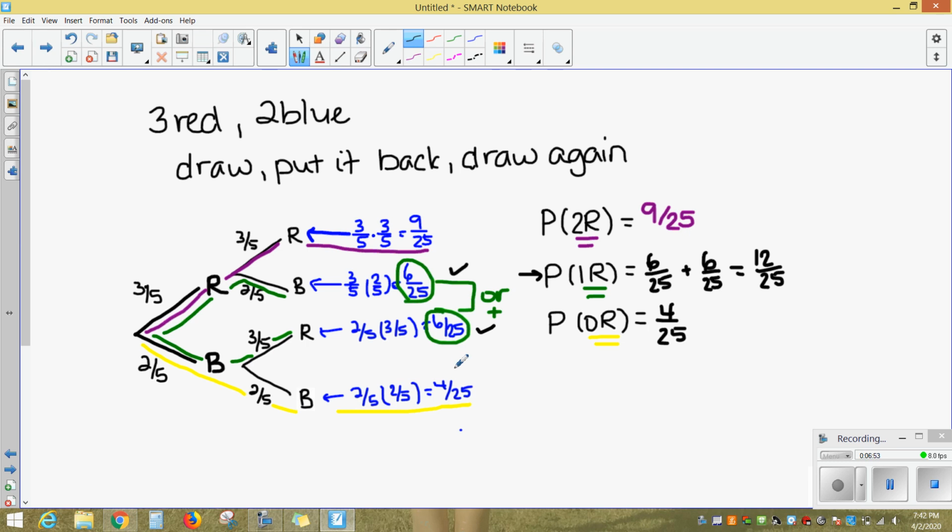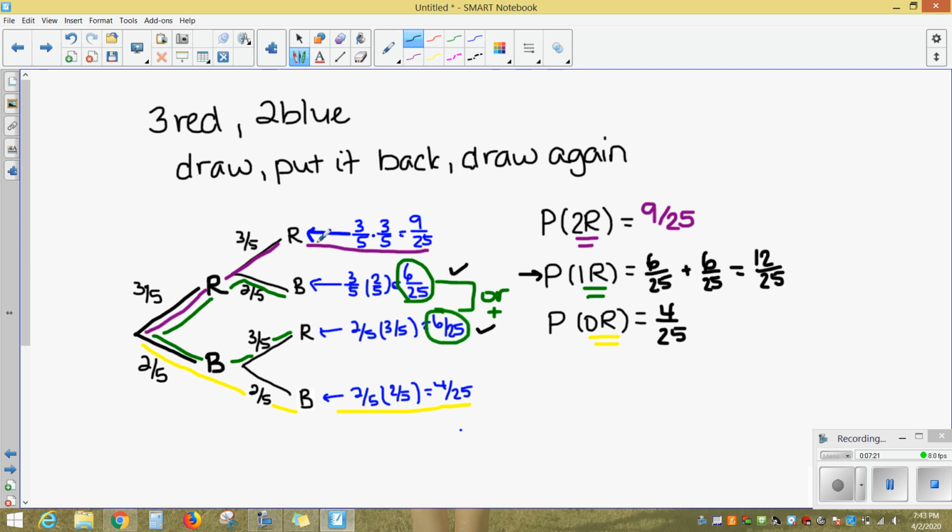Okay. All right, we're going to turn the page. We're going to put these 3 red and 2 blue marbles back in the bag. We're going to draw one out, but instead of putting it back, we're going to set it aside and then we're going to draw again. Okay, so 3 red marbles and 2 blue marbles. I'm going to draw a marble, I'm going to set it aside, and then I'm going to draw a second marble. Okay, take a minute to draw a tree.